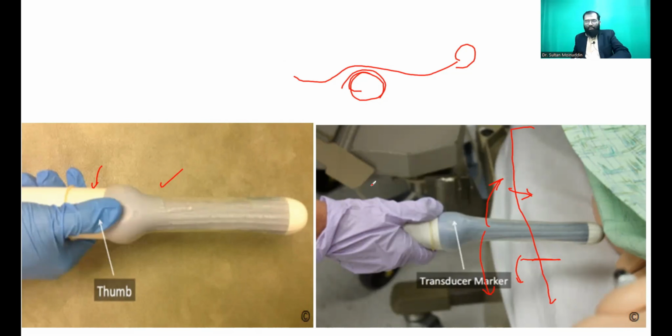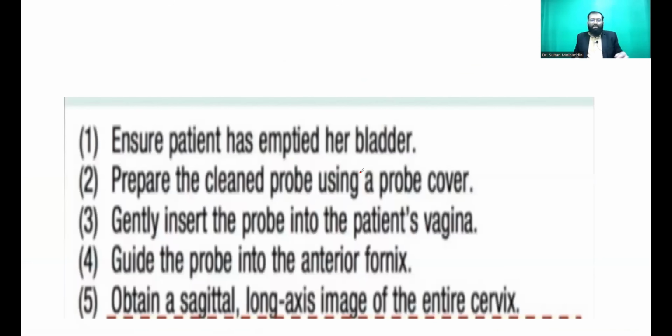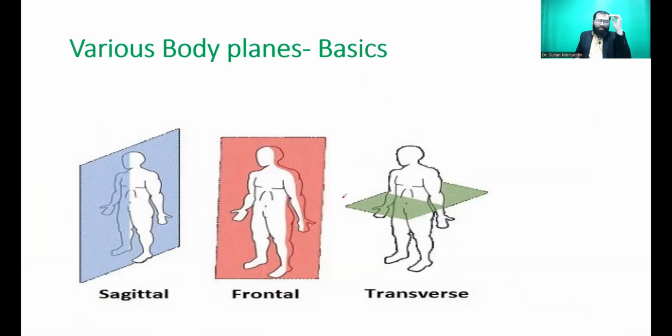Now let's move ahead. Ensure that the patient has an empty bladder, clean the probe, insert the probe into the patient's vagina, get into the anterior fornix and obtain the sagittal section. Now, what are the sections? We have the sagittal section, the coronal section and the transverse section. This is a thorough thing about any organ in the body.